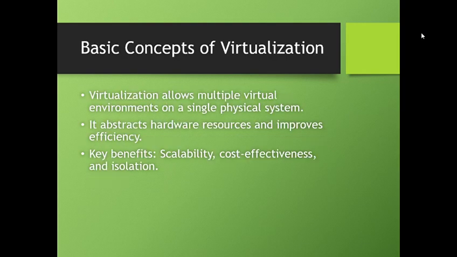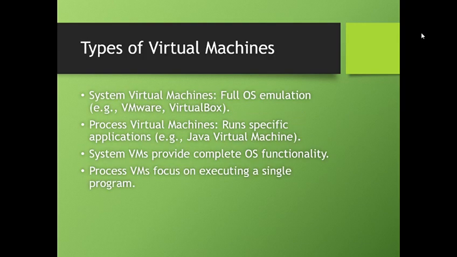The basic concept of virtualization: virtualization allows multiple virtual environments on a single physical system. It abstracts hardware resources and improves efficiency. The key benefits are scalability, cost effectiveness, and isolation. The types of virtual machine. A system virtual machine simulates an entire physical computer, for example VMware, VirtualBox, Microsoft Hyper-V. A process virtual machine runs a single application or process, for example Java Virtual Machine, .NET CLR.